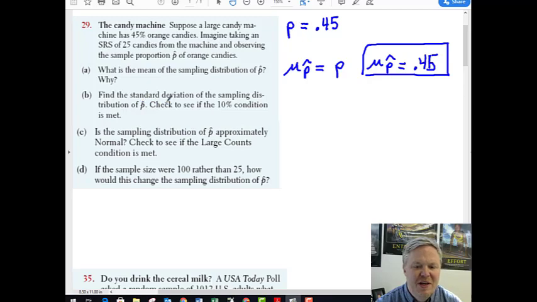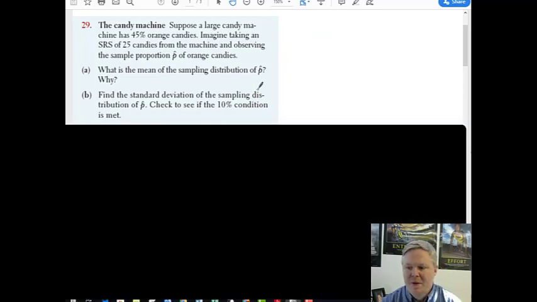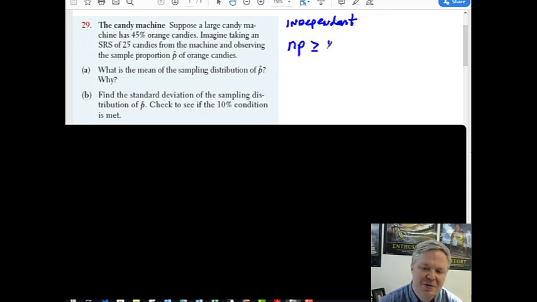For B, find the standard deviation of the sampling distribution of p hat. All right, we have to check some conditions before we can do standard deviation. The conditions are, one, are they independent samples, meaning does one thing impact the other? So we do have independent samples. We do need to check our 10% condition, meaning we need to check is np greater than or equal to 10, and is n times 1 minus p greater than or equal to 10.